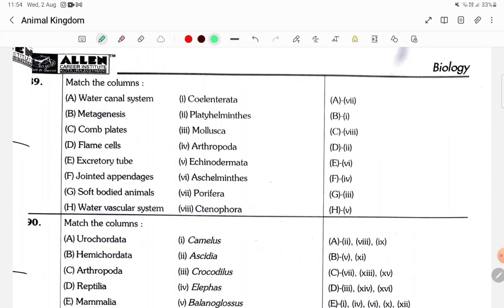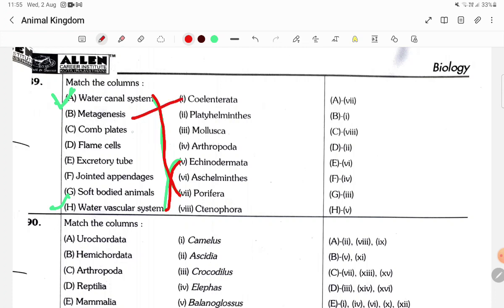Water canal system. This is important. Water vascular system and water canal system. So water vascular system is found in echinodermata, and water canal system is found in porifera. This is important. Mark this thing up. These two questions confuse a lot, but we should know this. Water vascular system is found in echinodermata, and water canal system is found in porifera. Coming on next, metagenesis, that is alternation of generation, polyp to medusa, and this is found in coelenterates.